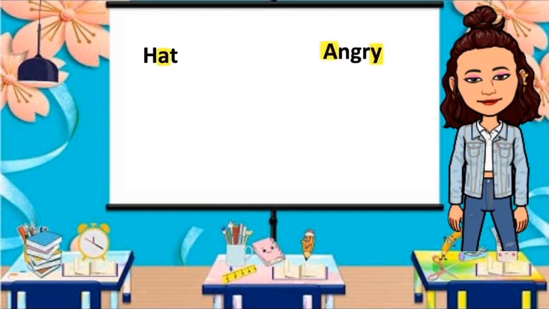Angry. Here we have two syllables, A and Y. Remember that the letter Y can be a vowel or a consonant. In this example, it's a vowel as it makes an E sound. Because there are two vowels, this word has two syllables. Angry.